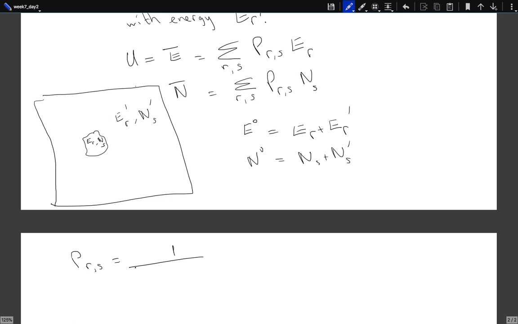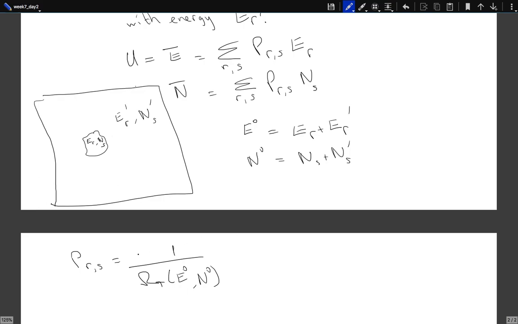Now the probability is the number of outcomes that you want divided by the total number of outcomes. Well, the total number of microstates is of the whole system, we denote it by omega T, meaning that for the total system of E0, N0, this is the total number of outcomes. The outcomes that I want is just, well, the system that I'm interested in should be in one particular state, given number of particles and energy.